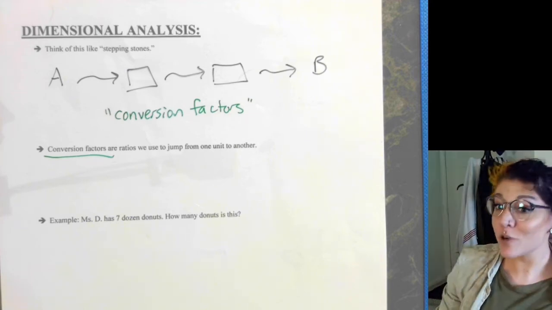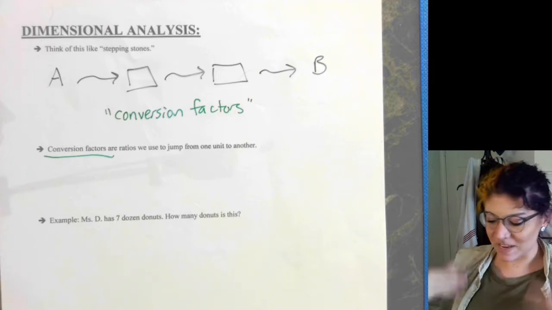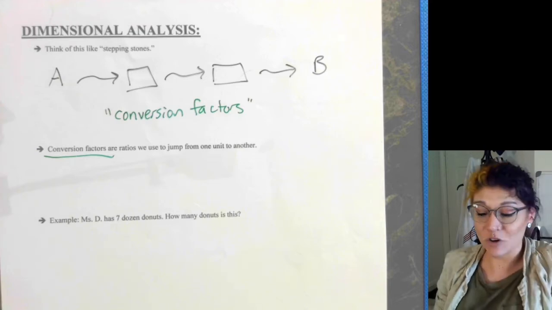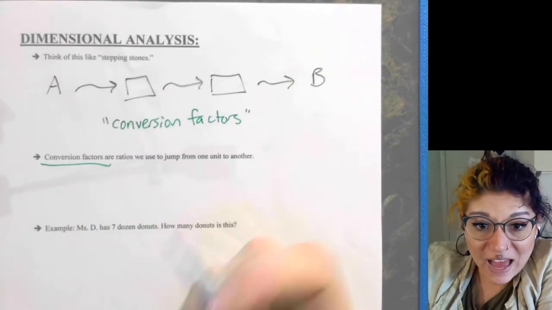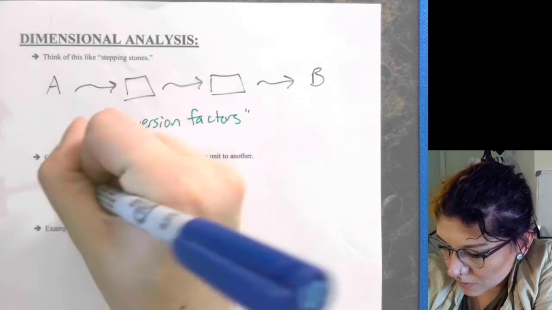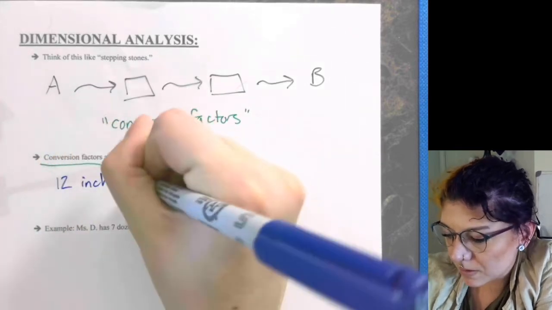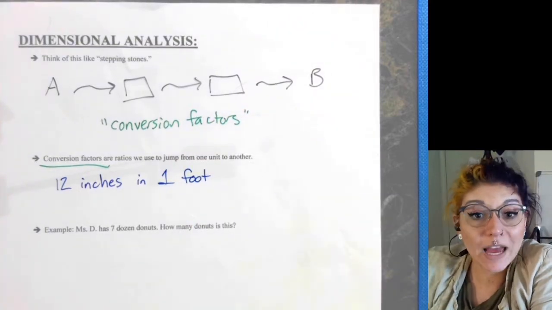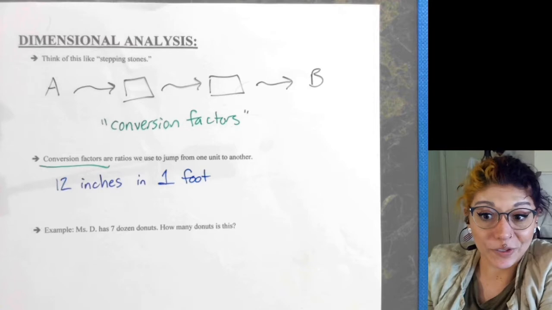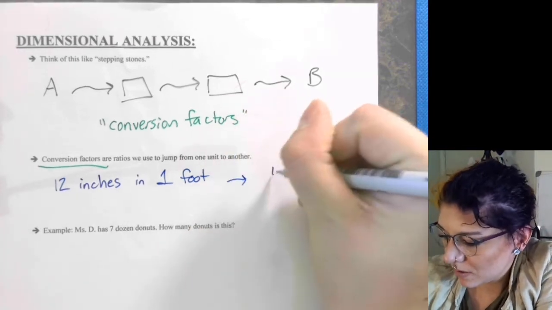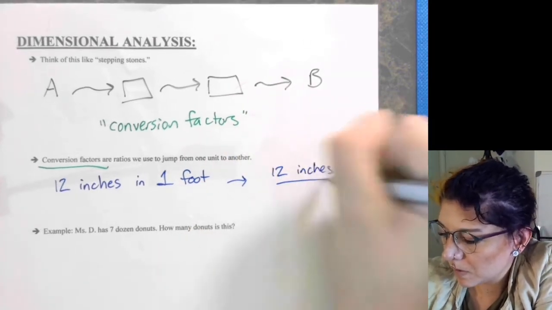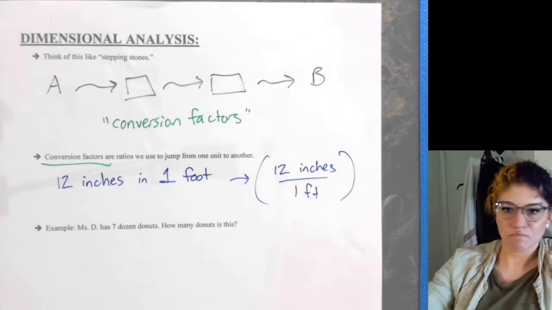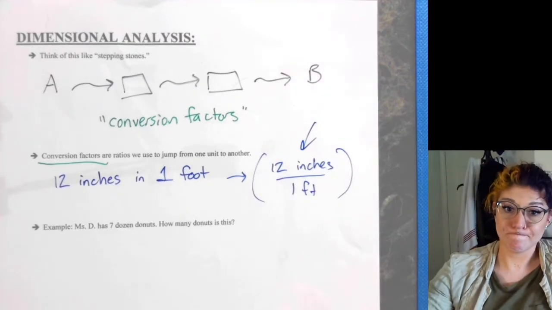And I know you've seen these before. Maybe you don't recognize them by the name conversion factor, but you know that there are 12 inches in 1 foot. And you know that you can rewrite this to look like a fraction, right? So you have 12 inches in 1 foot. This right here, conversion factor.